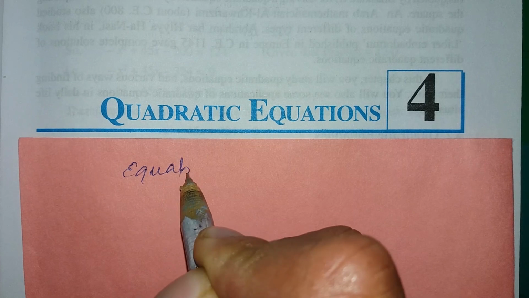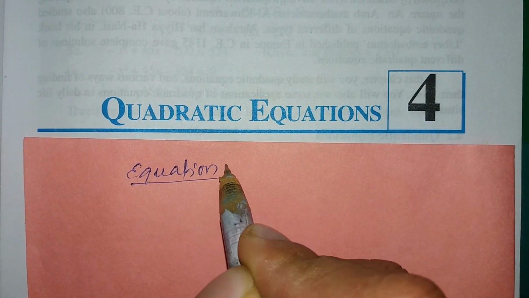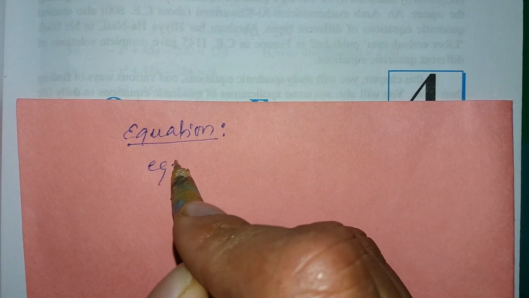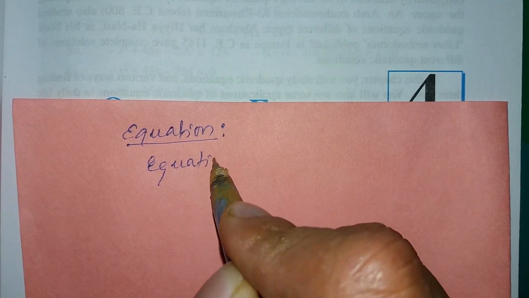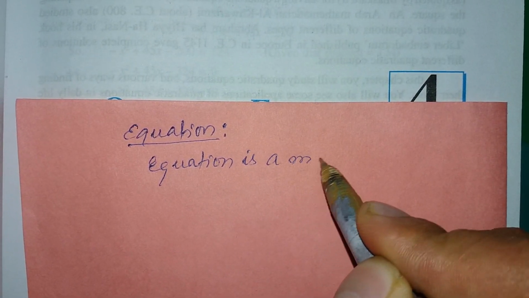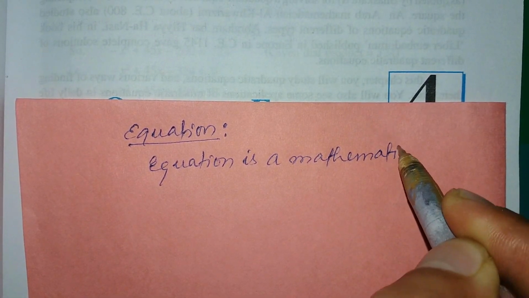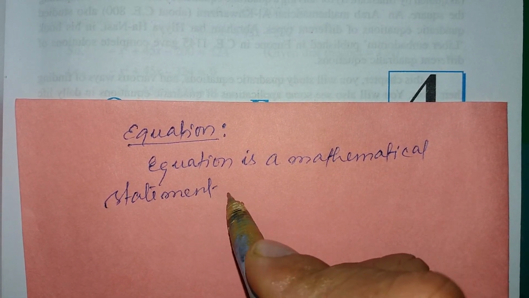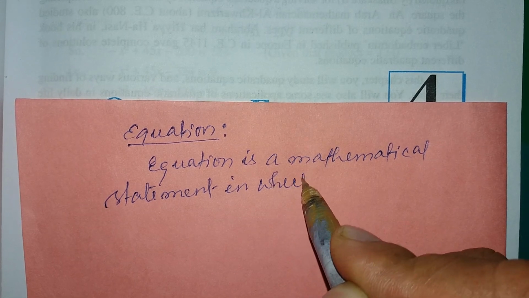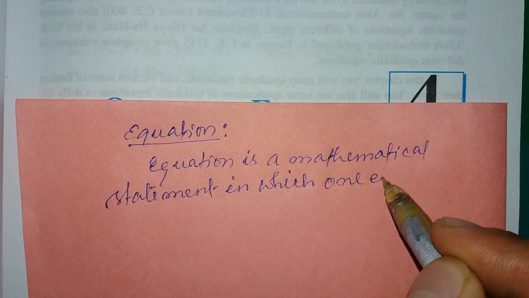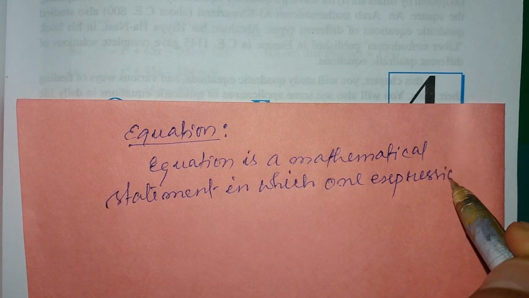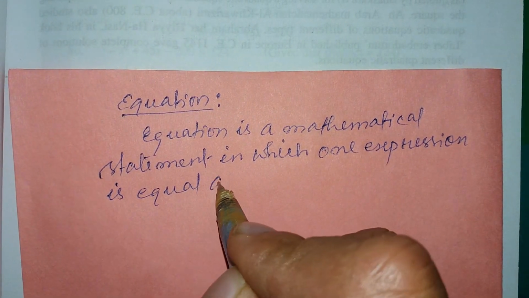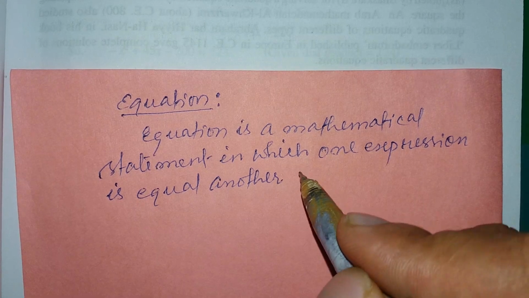Now, what is an equation? Equation is a mathematical statement in which one expression is equal to another expression.